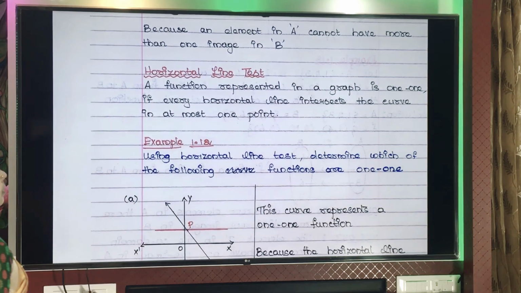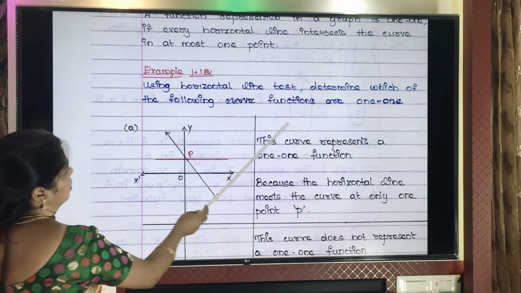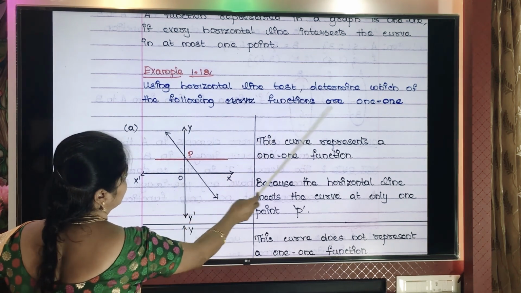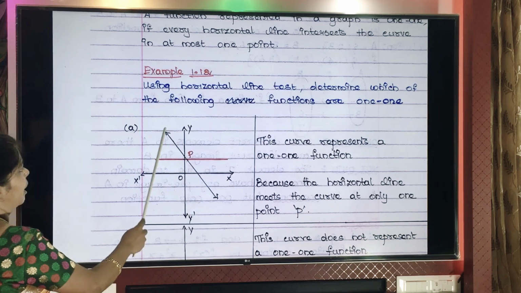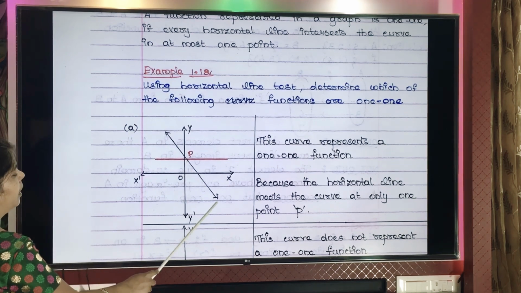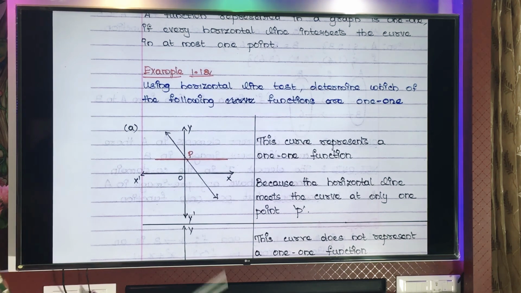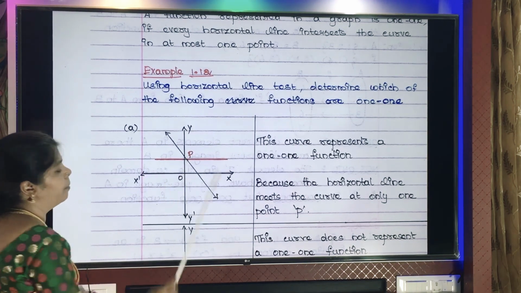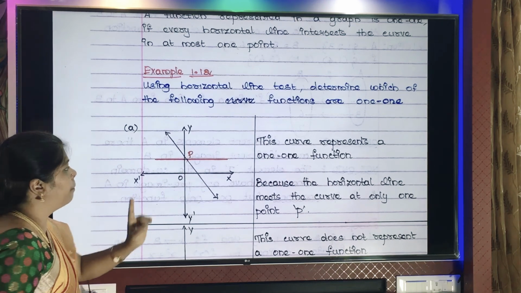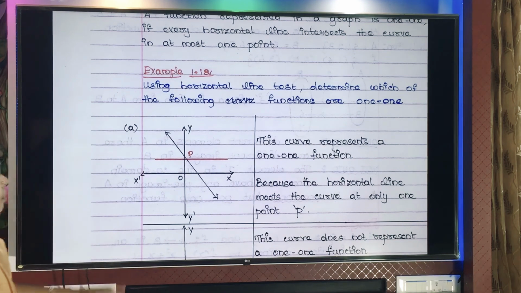Yes. Let us get into example 1.12. Determine which of the following functions are one-to-one. Children, this is the graph, this line. And this red color is the horizontal line. So this horizontal line meets this graph at how many points? Only one point. Therefore, this curve represents a one-to-one function.